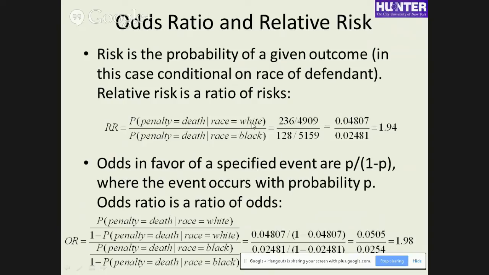The risk ratio would be that risk for, in this case, white defendants on the numerator and black defendants on the denominator, and it is that probability, 4.8% divided by 2.48%, 1.94. So risk ratio is a ratio of two risks.